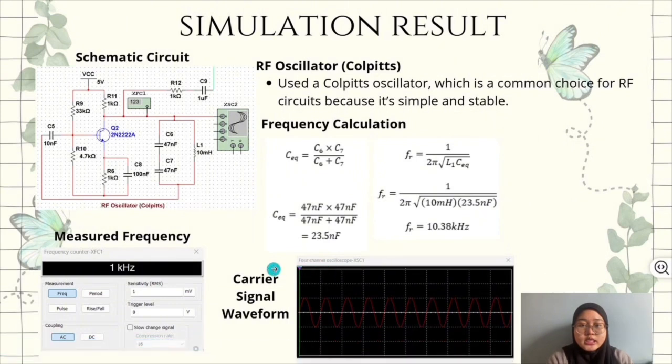As we can see, it's a clean sinusoidal signal, which is essential because the stability and consistency of the carrier directly affect the effectiveness of modulation and the quality of transmission. This carrier will now be injected into the next stage, which is the modulator, to encode our information signal. My friend will continue to explain that part.